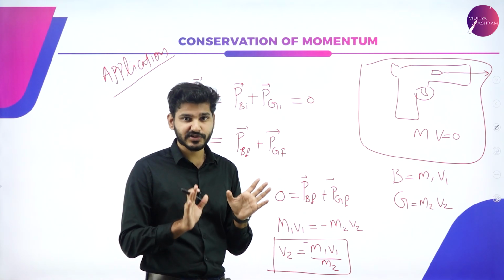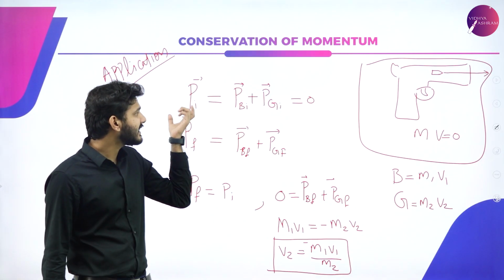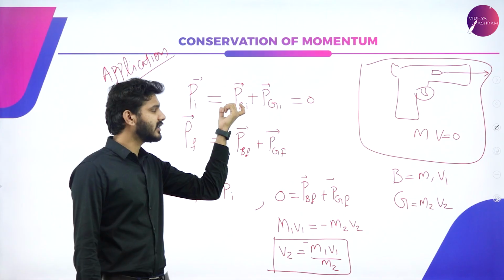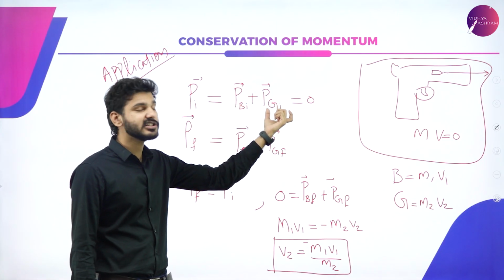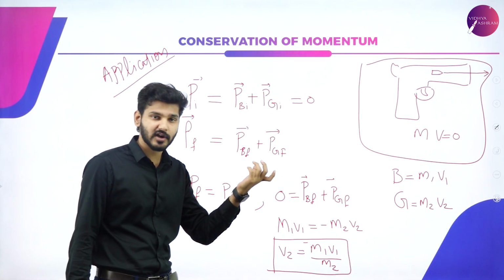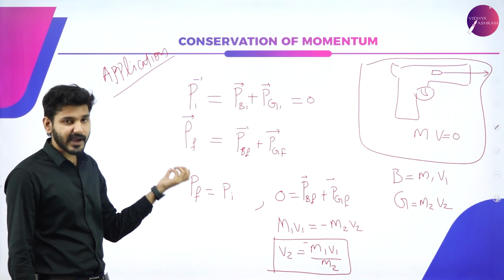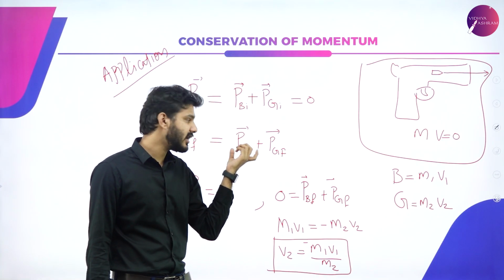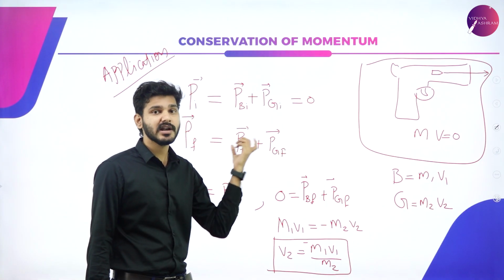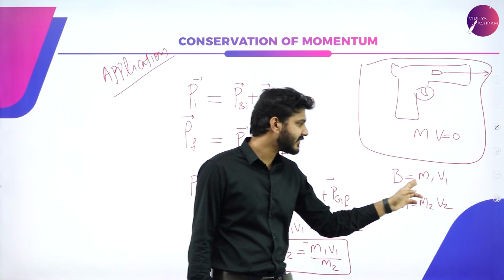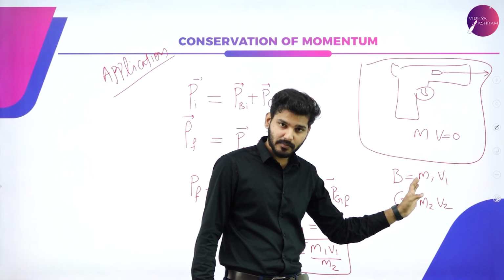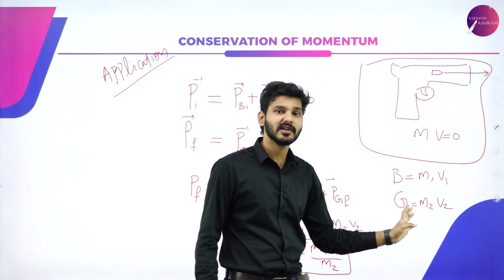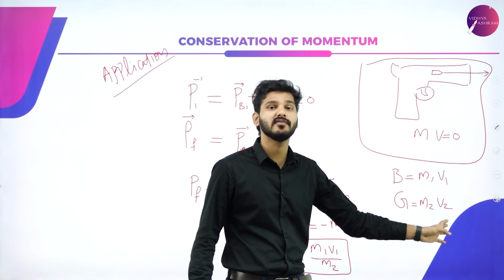So what we did was very simple. We considered the initial momentum of the system, which is the sum of the initial momentum of the bullet and the initial momentum of the gun. Since there is no velocity, it is 0. Then we took the final momentum, which is the Pf of the gun plus the Pf of the bullet. The bullet travels with mass m1 and velocity v1, and the gun travels backwards with mass m2 and velocity v2.